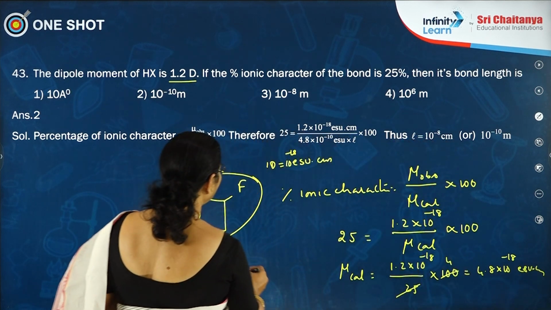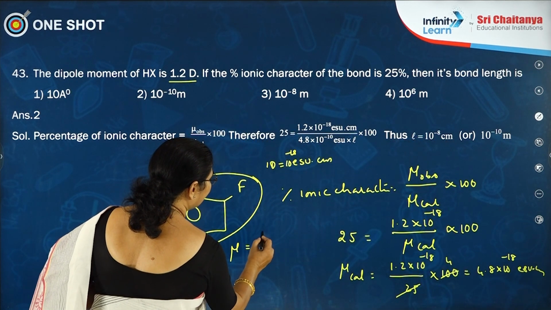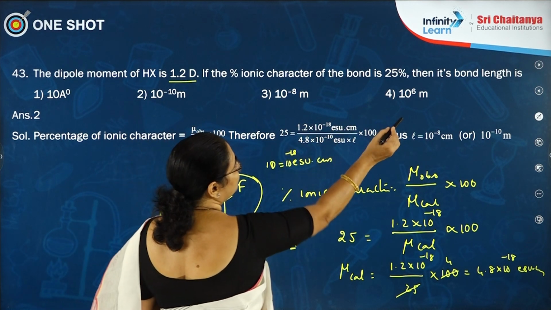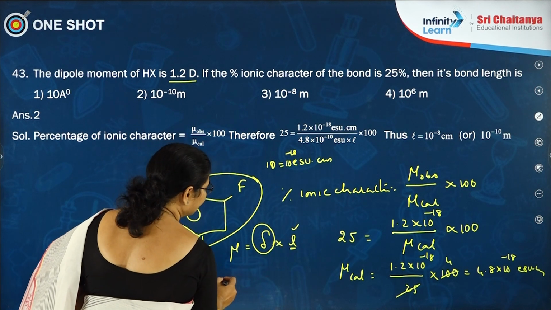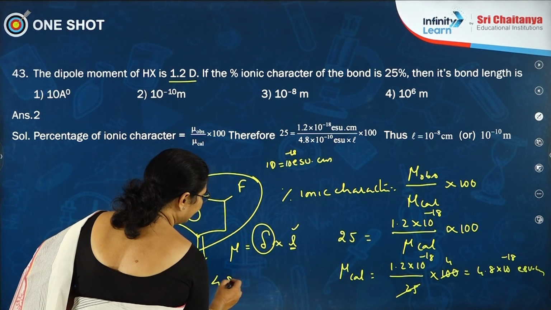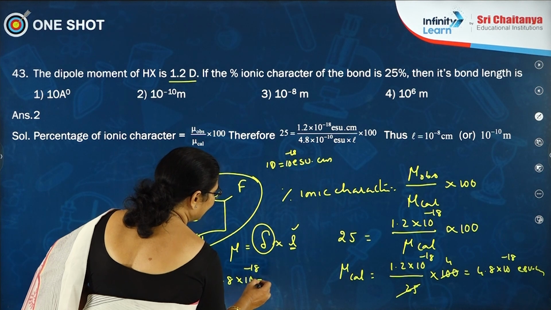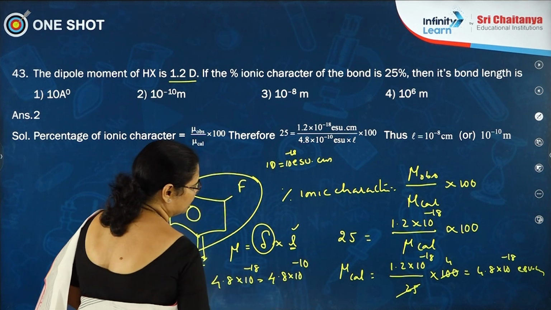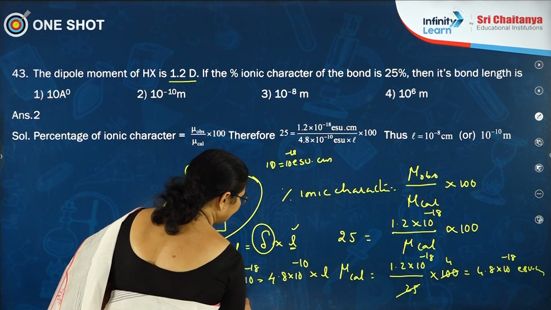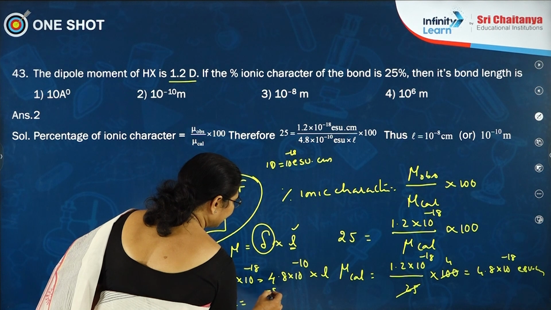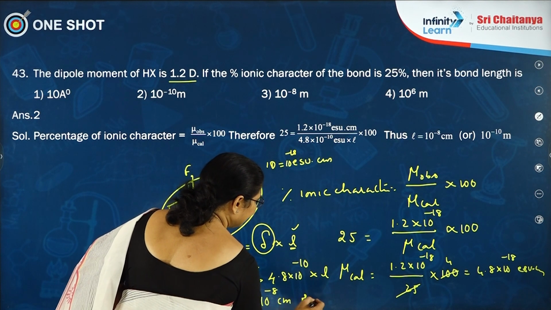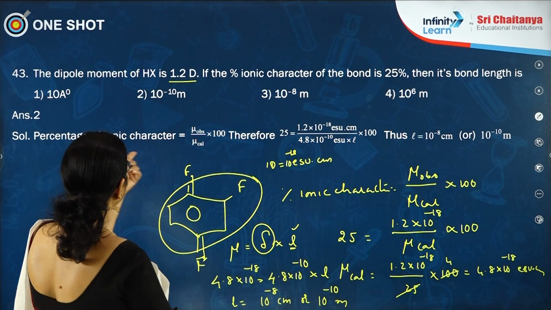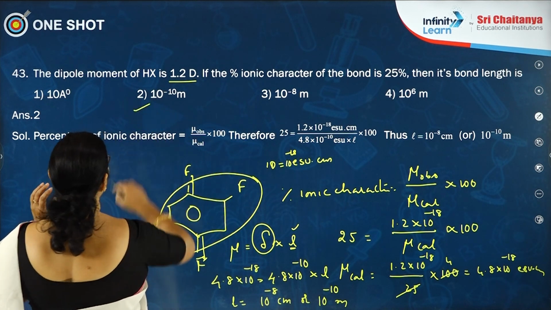Now, you know the formula, mu is equal to delta into L. Delta is the charge, L is the length. See the question, bond length is asked. Mu is what we got, 4.8 into 10 power minus 18, and you know charge is 4.8 into 10 power minus 10 ESU. Length we have to find out. So, length is equal to 10 power minus 8 centimeters, or 10 power minus 10 meters. So, now see the answer, minus 8 centimeters is not there. So, 10 power minus 10 meters.